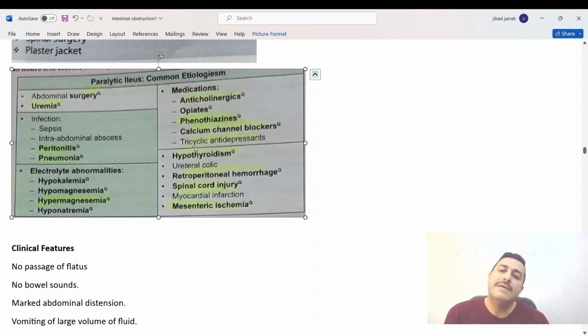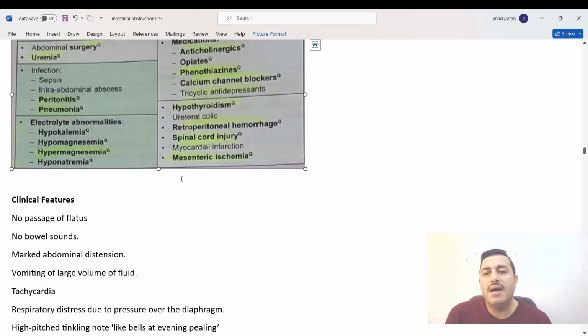Anticholinergic drugs, opiates, morphine can cause paralytic ileus. Phenothiazines, calcium channel blockers, antidepressants, hypothyroidism. It's like a medical cause of intestinal obstruction. Okay, retroperitoneal hemorrhage, colic, spinal cord injury, infarction, mesenteric ischemia, also a common cause of adynamic intestinal obstruction or paralytic ileus.